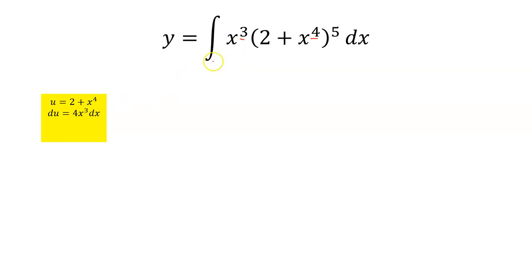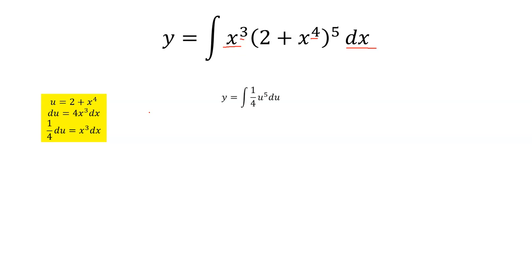So again, you can see this derivative here. du is going to equal 4x cubed dx, but there's a problem with having this constant, so we're going to have to divide both sides by 4. So we're going to have this constant of 1 over 4 when we do this problem, but that shouldn't be much of an issue. So 1/4 of du is equal to x cubed dx. So now we can substitute back in and we have a much easier problem to integrate.